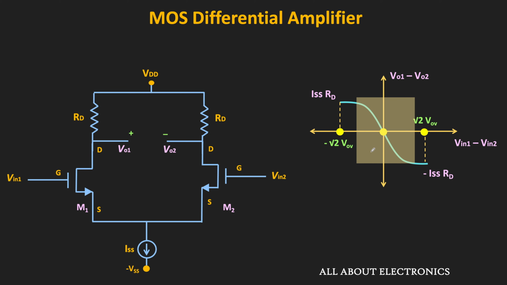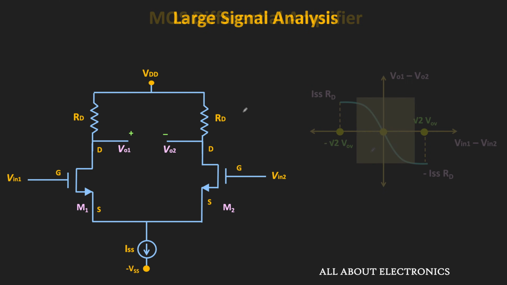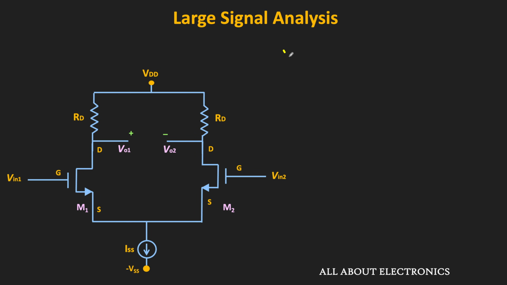So using the large signal analysis, let us find the mathematical relationship between this differential input and the differential output. And let's see how the differential output changes with the differential input. Now finding this relationship involves a lot of mathematical steps. So if you want to skip this portion and directly go to the result, then you can go to this timestamp.